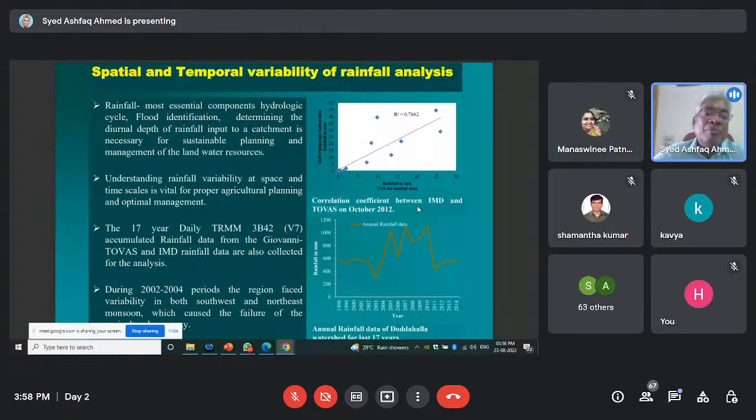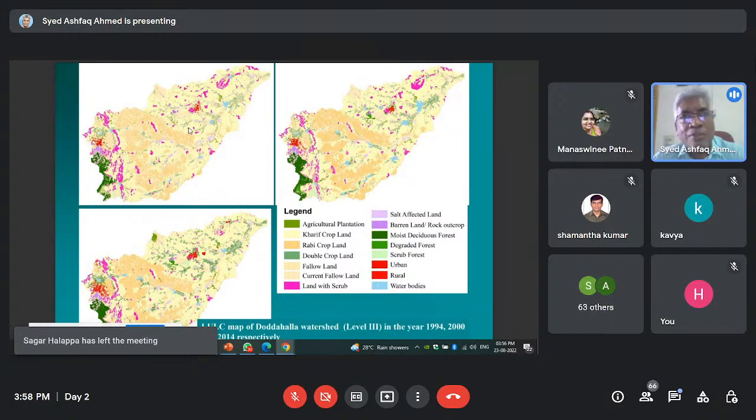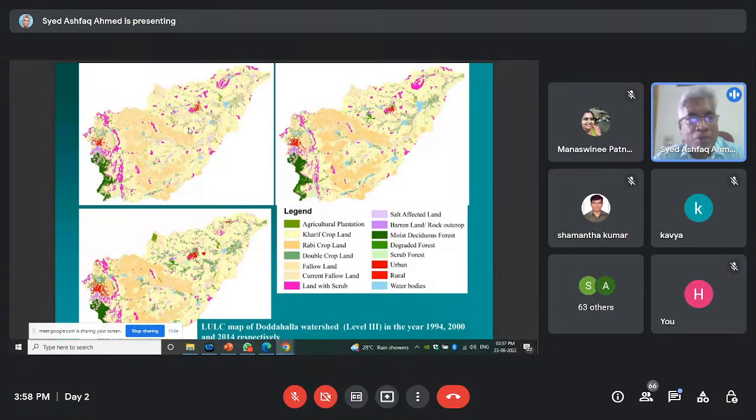What is our aim? Our aim is to find out, see, this is our watershed. How much water has come into this watershed and how much water is going out of the watershed. The only source coming in is rainfall. And going out of the watershed, there are different sources, like evaporation, runoff, percolation, underground water flow. So many things can happen. All those things you have to analyze. What is our aim? We have to find out this.